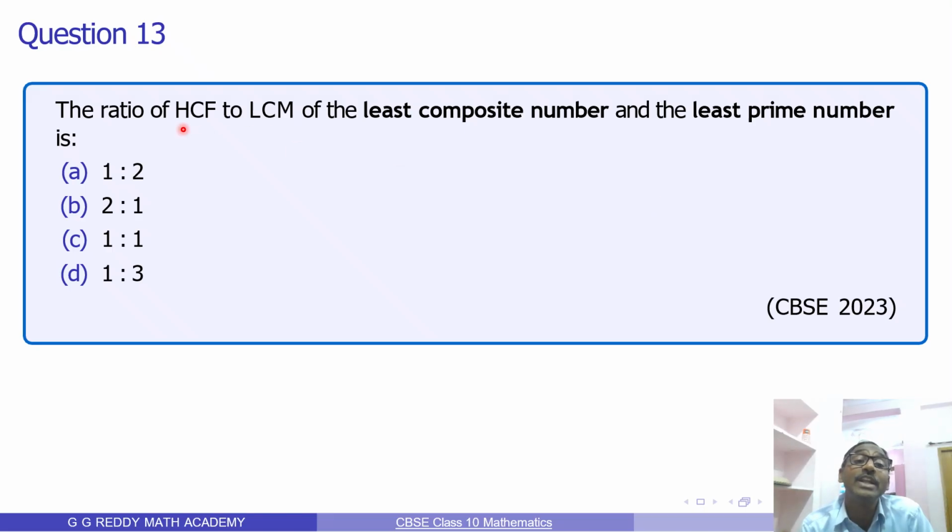After that you have to find the ratio, HCF by LCM. Then whatever ratio you get, you have to find the suitable answer. Check it.